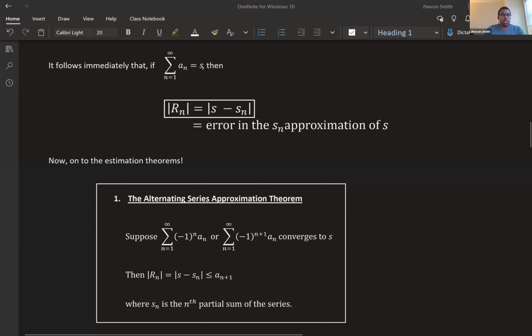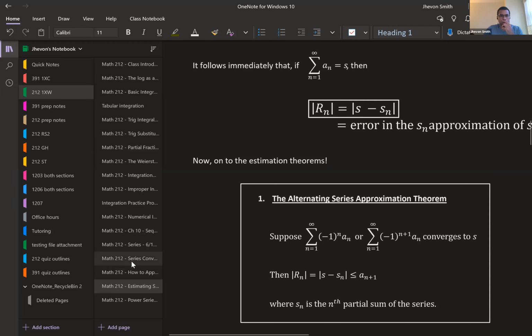Math 212, Calculus 2, the new and improved version, where we are covering series. We looked at what series were. We looked at series convergence tests last time, and now we are going to continue. So that's not actually what we're doing. Let's actually recap before we jump into it.